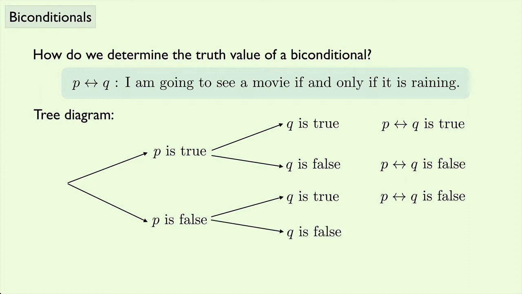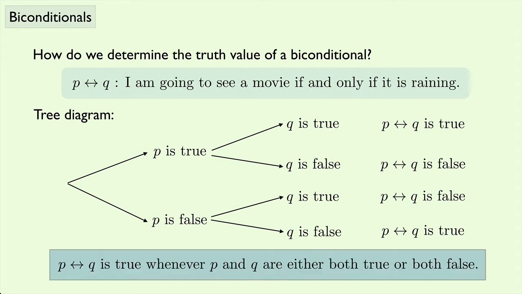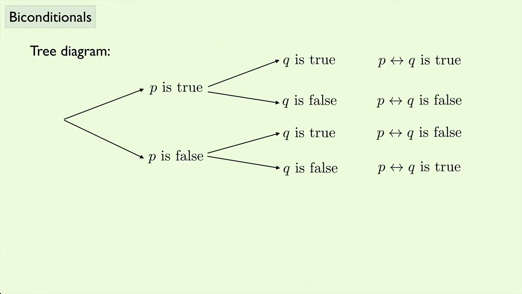But what about if they're both false? P is false and Q is false. Well, I didn't see the movie and it wasn't raining. That's true then, because P if and only if Q, it's sort of like saying they're either both true or they're both false in order for the compound sentence to be true. So P if and only if Q is true whenever P and Q are either both true or both false. So here's the tree diagram.